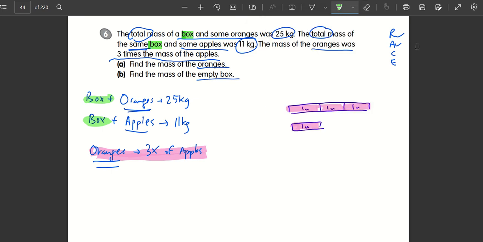That's box. So I have part box and the part box. Not too sure what the weight of the box is, but it's the same box. So I can annotate this. This is for orange and this is for apples. And you can tell that it's written here orange plus the box is 25. So this is the box. This is the box. And this is 11 kilograms.